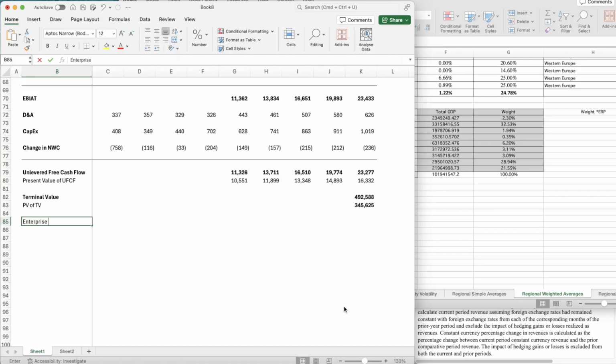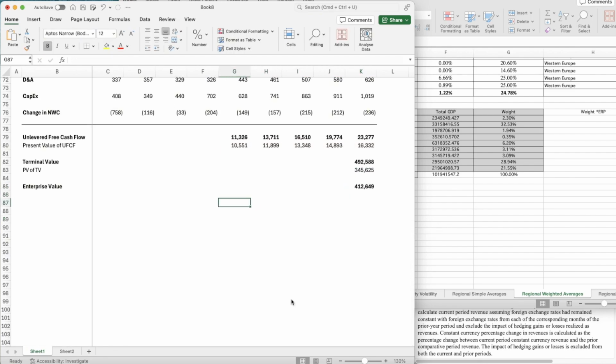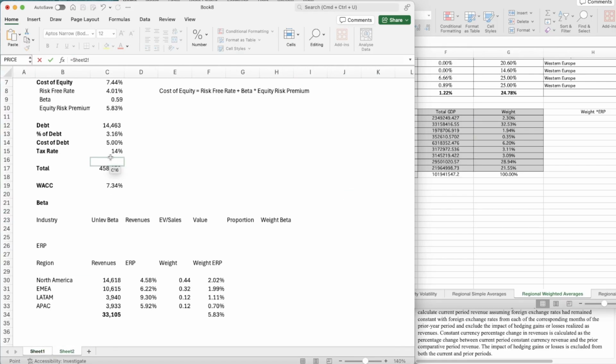The next step is to calculate the enterprise value. And all that is you go sum, you take the present value of terminal value, and all of these present value of unlevered free cash flows that we forecast. Then the next step is we want to add the cash back in and subtract the debt to get our equity value. We know what our debt is because we've calculated it for the WACC.